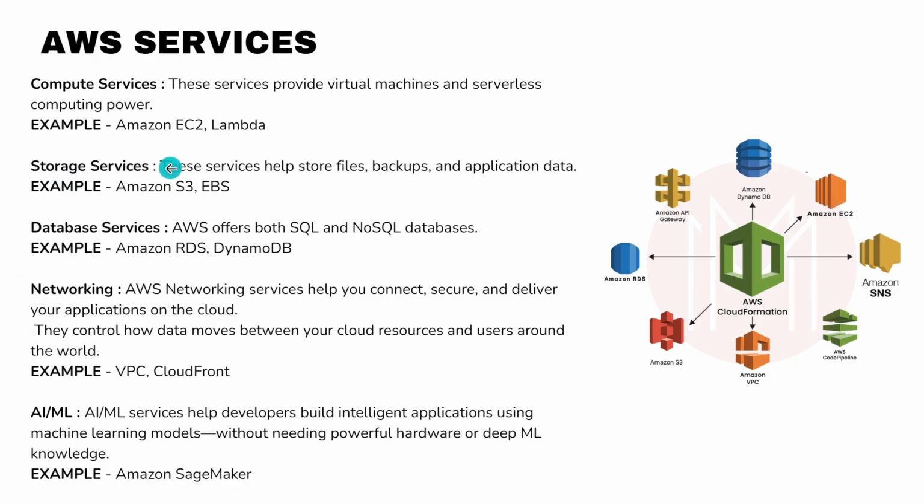Second, storage services. These services help to store files, backups, and application data. Example: Amazon S3. S3 is unlimited cloud storage for files like photos, videos, documents, backups, and logs. It is highly secure and scalable, so companies use it to store huge amounts of data. And then Amazon EBS, storage used with EC2 virtual machines. It works like a hard disk attached to your EC2 instance where you store data for applications.